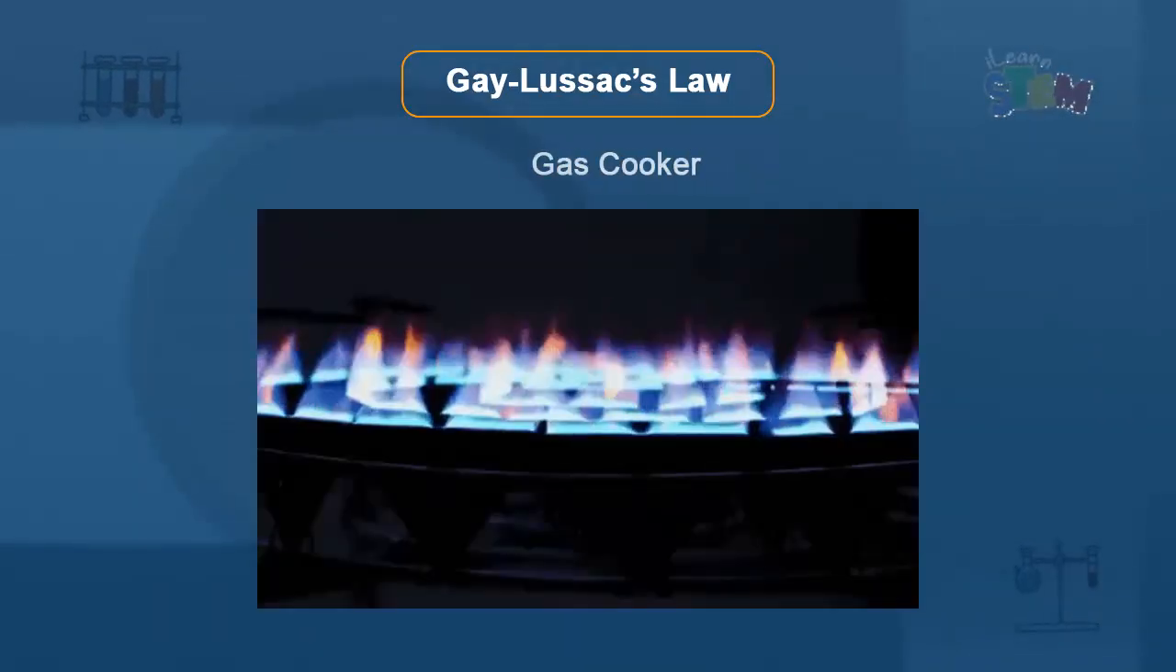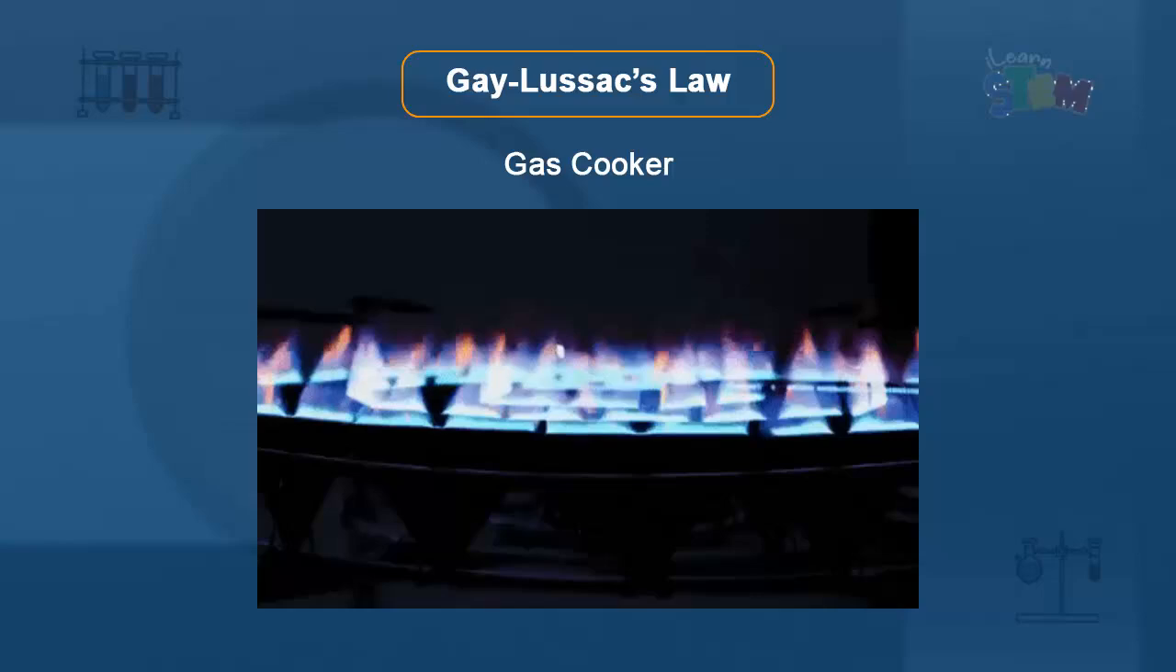Let's look at a real-life example. When you use a gas cooker at home, the cooking gas, also known as LPG, burns by reacting with oxygen in the air. During this process, the gases combine in fixed volume ratios. This proper ratio ensures that the gas burns efficiently, producing a steady flame for cooking.